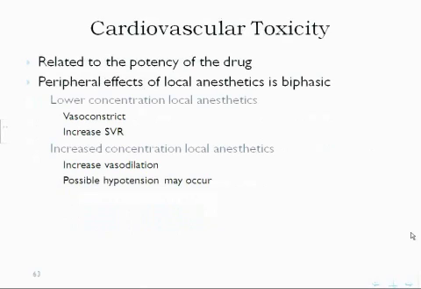One of the things that can happen is if you put a catheter in the epidural space and then you dose the medication, you may actually get a bad effect. It may get into the intrathecal space and cause transient neurological problems, but usually they're transient. The other thing that can happen is cardiovascular toxicity. That's related to potency. The peripheral effects of local anesthetics are biphasic. Lower concentrations of local anesthetics will sometimes vasoconstrict and increase the SVR, especially when they have epinephrine in them. Higher concentrations, on the other hand, will cause vasodilation and possibly hypotension in some individuals if you give enough of it into the bloodstream.